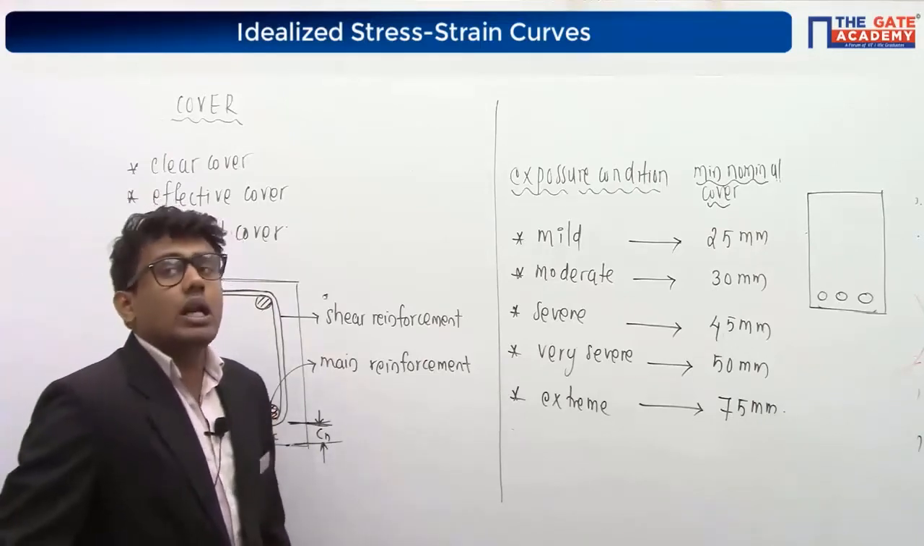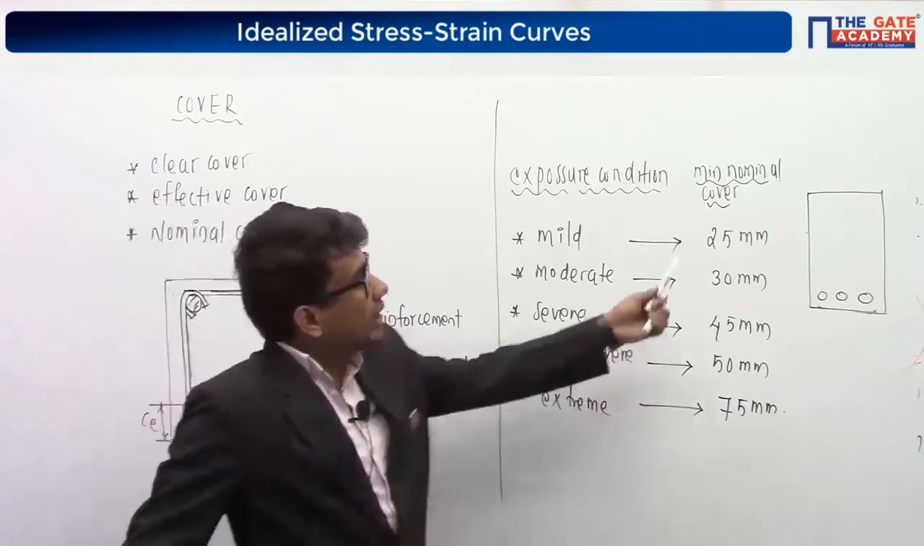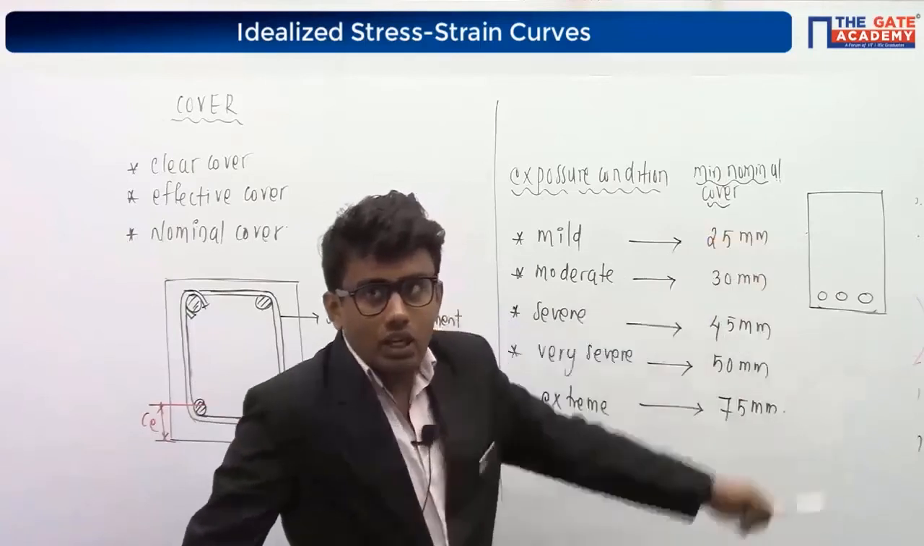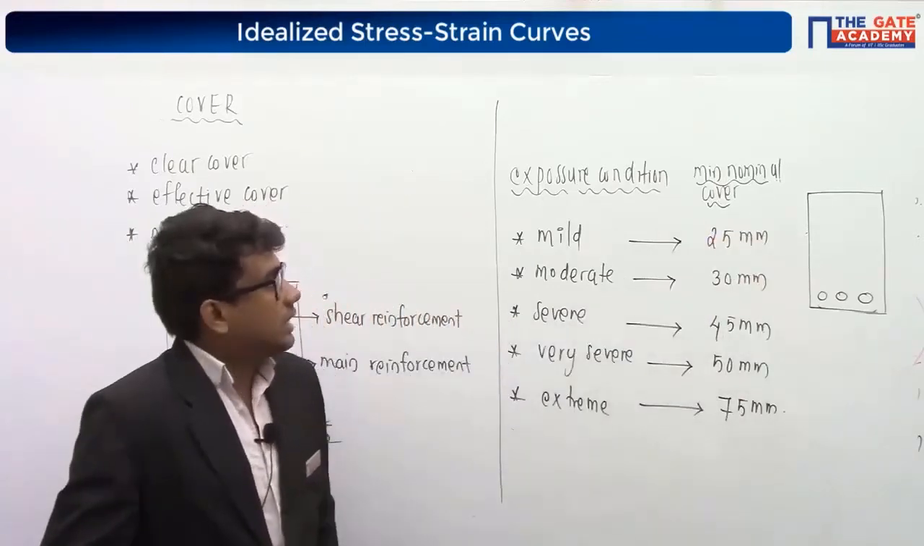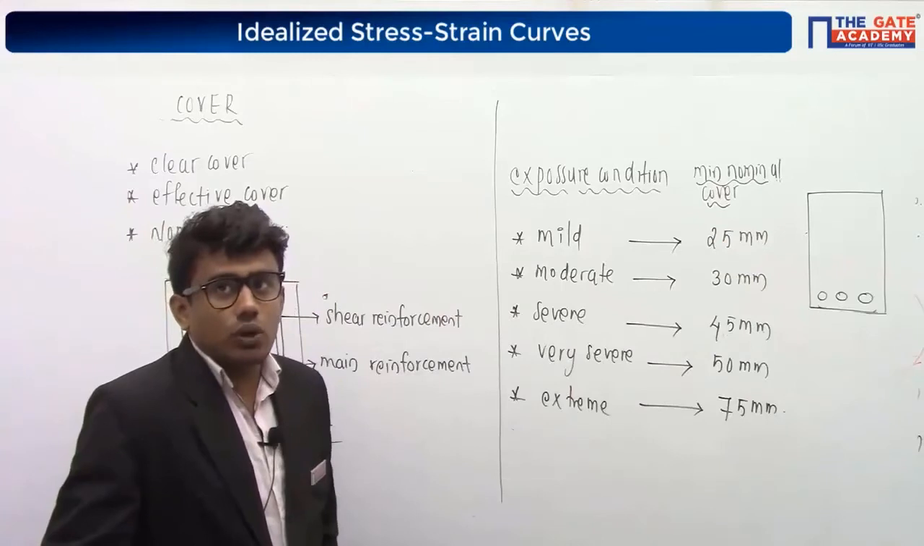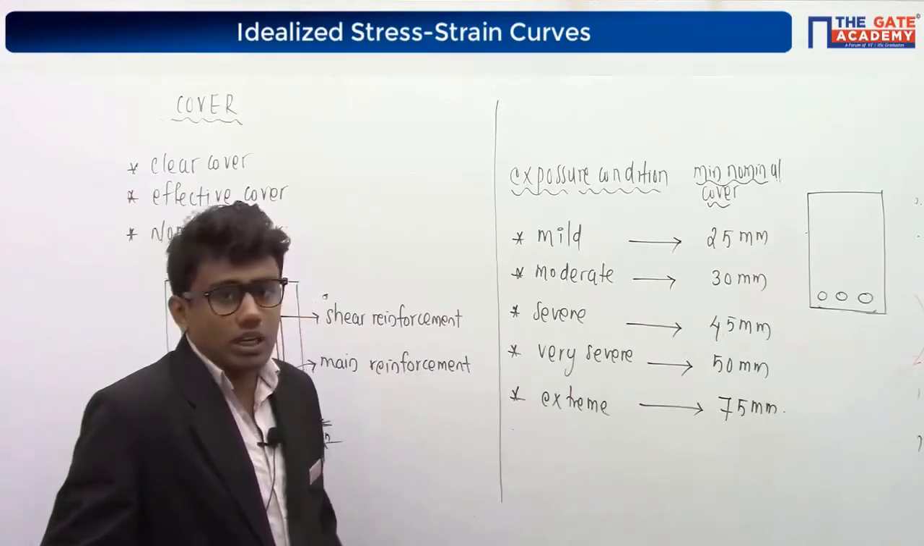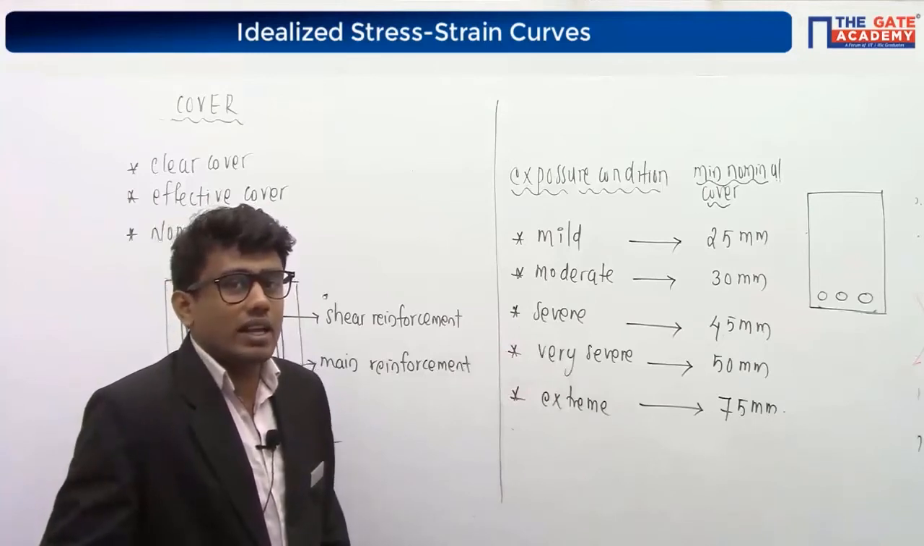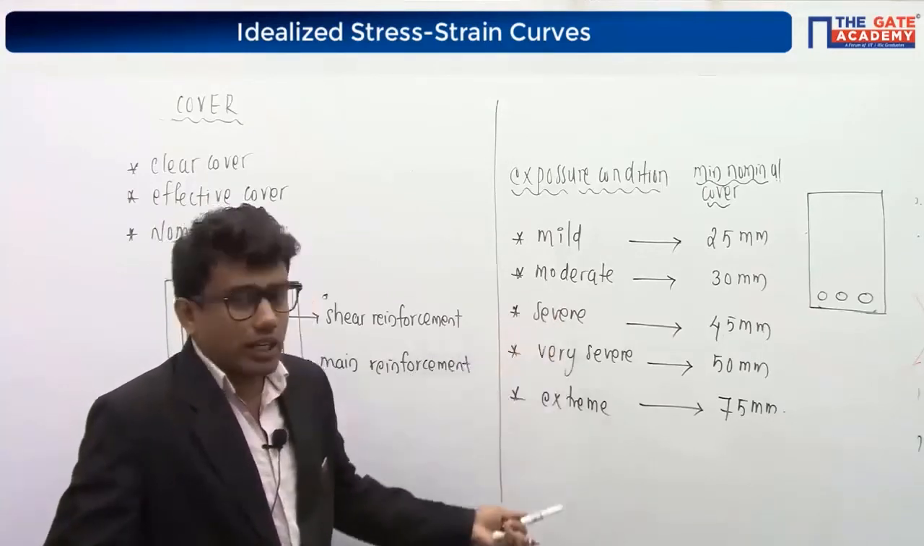You have to remember these values, and you have to remember what is clear cover, what is effective cover, and what is nominal cover. These values are nominal cover values, okay? Not the clear cover, not the effective cover. The values are 25, 30, 45, 50, and 75 mm for different exposure conditions like mild, moderate, severe, very severe, and extreme.